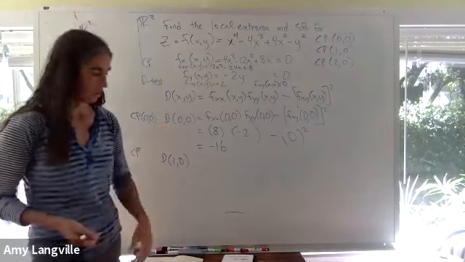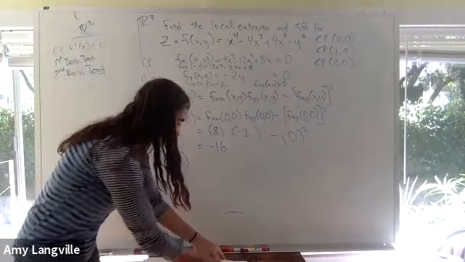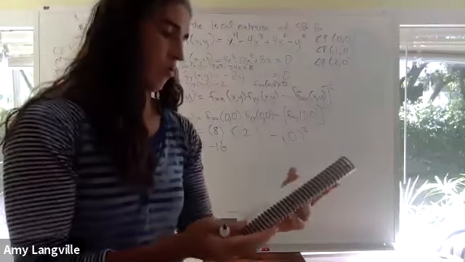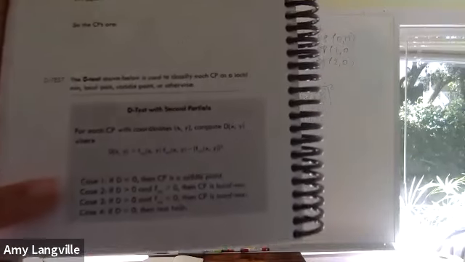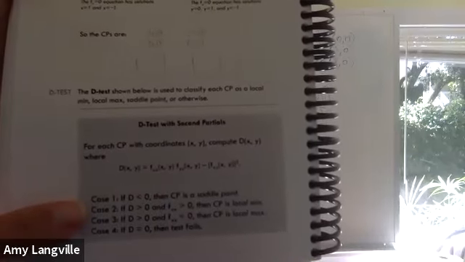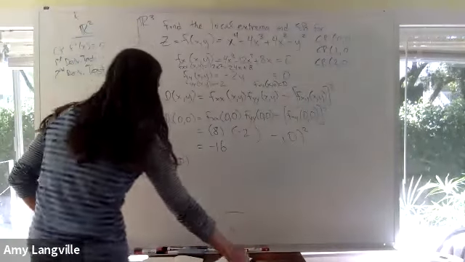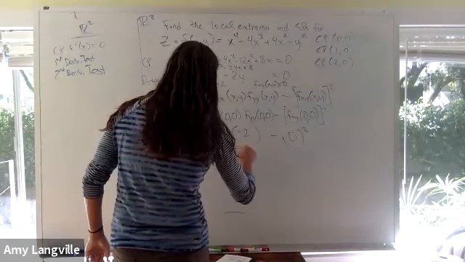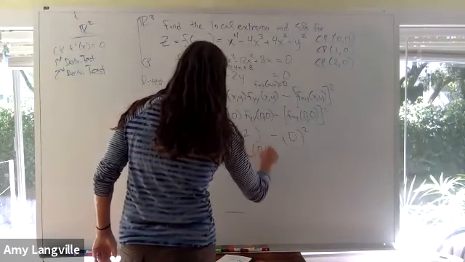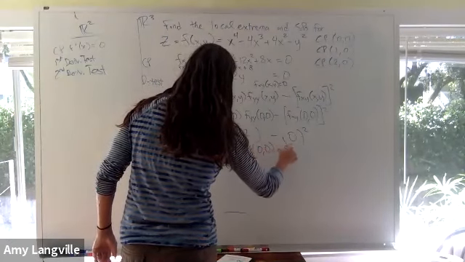And from our box on page 232, here we go, our box at the bottom here. We are in case 1 then. If D is less than 0, your critical point is a saddle point. So anytime you get a negative D, you have a saddle point. So our conclusion is that the point 0, 0 is a saddle point.